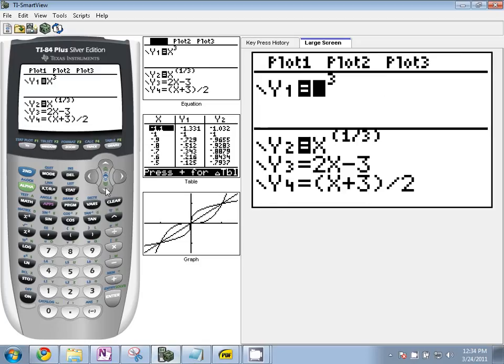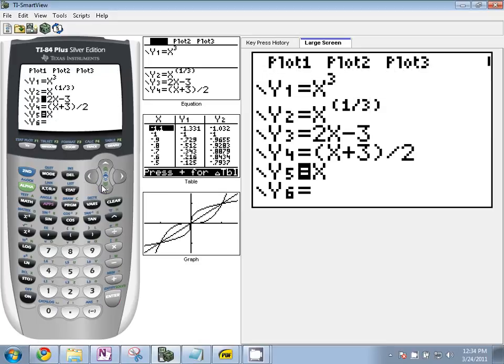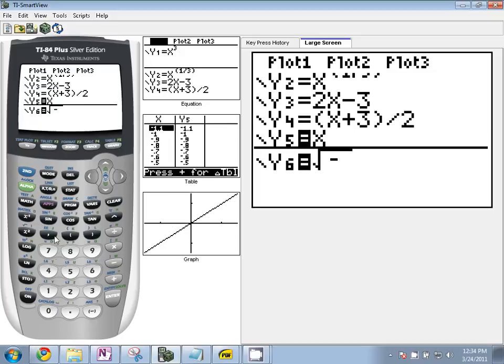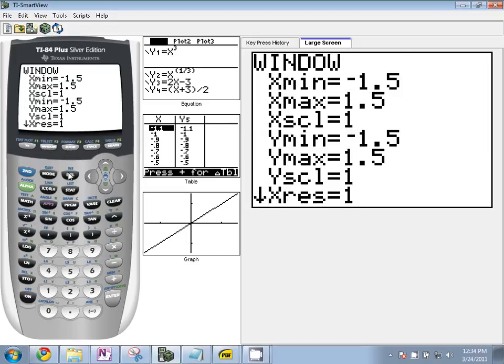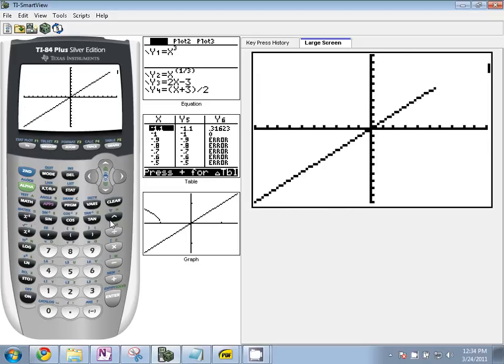Let's turn all these off first. I'll keep y equals x on. So what was it? It was the square root of what? It's x, right? Let's do zoom standard. So there's y equals x. Hey, does that match? Absolutely. So how would you go about graphing the inverse? You reflect it over y equals x.